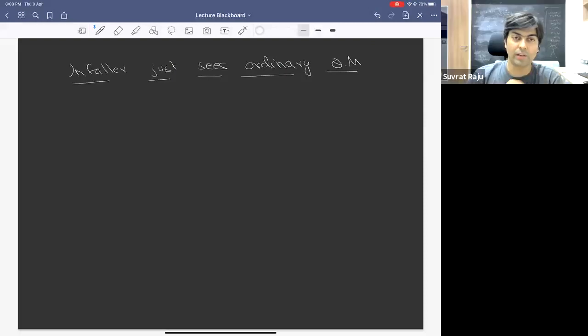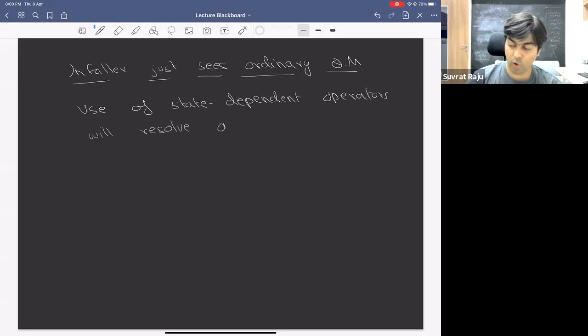Before I conclude, since we are out of time, I just want to say one thing. We will see in the beginning of the next lecture that this use of state dependent operators will resolve all these paradoxes. It really will resolve all the paradoxes that we found for large black holes and also for the eternal black hole.